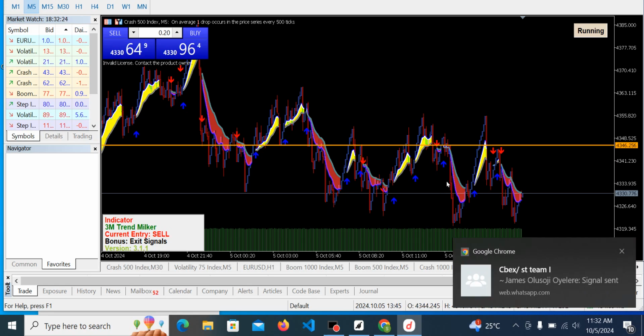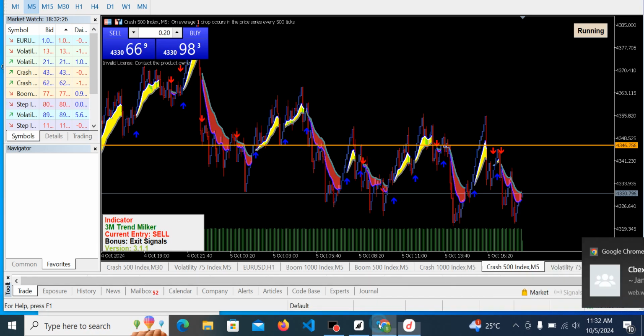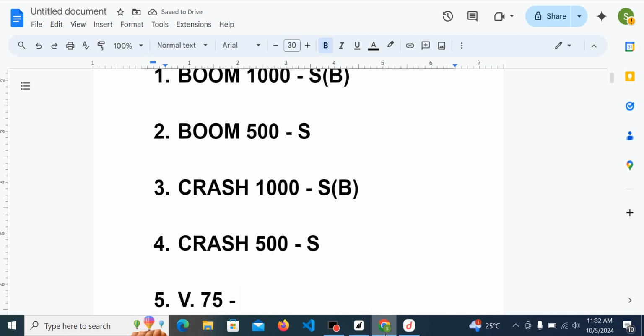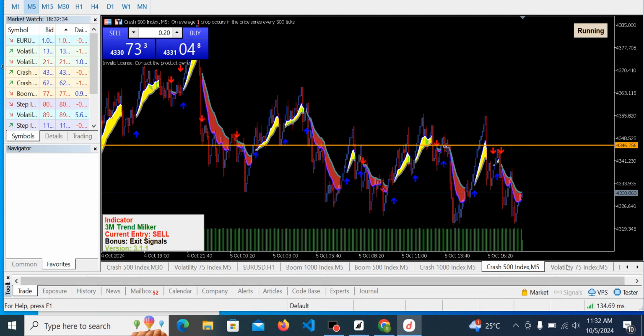Okay, so we need to take note of that right from there. So this is still selling at the moment. Okay, so let's take note of that. Next asset is going to be Volatility 75.